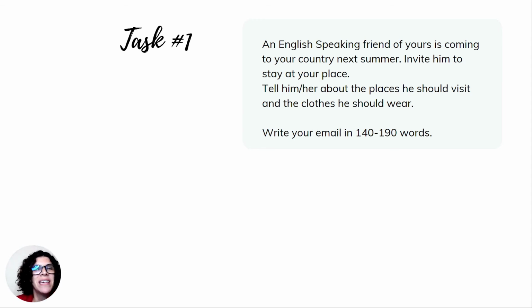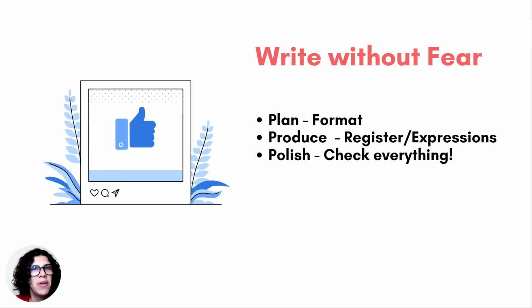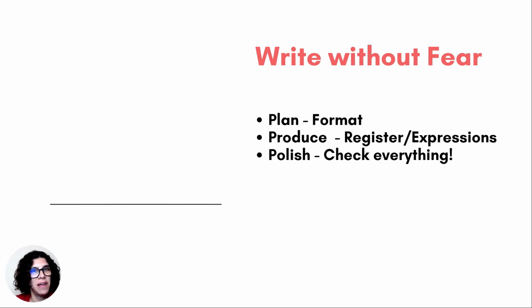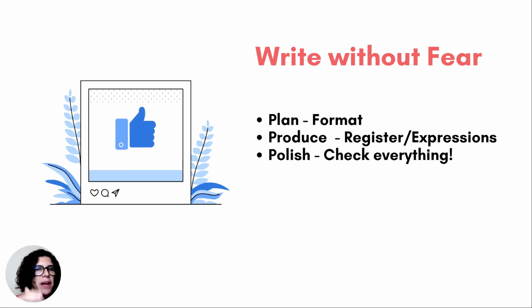Task number 1 is an English-speaking friend of yours is coming to your country next summer. So invite him to stay at your place with you. Tell him about the places he should visit and the clothes he should wear. As you write, remember you write with a FCE system. Plan, write the format, think of each paragraph.